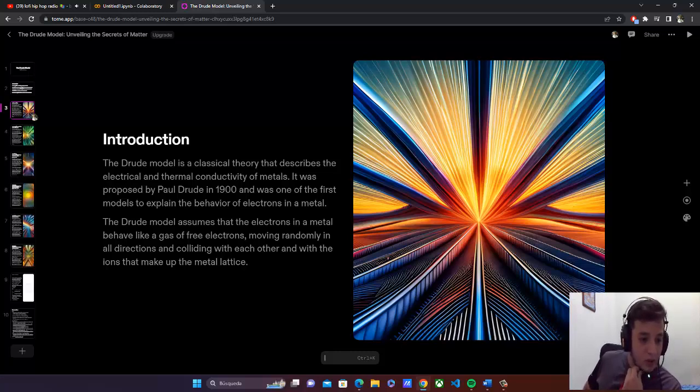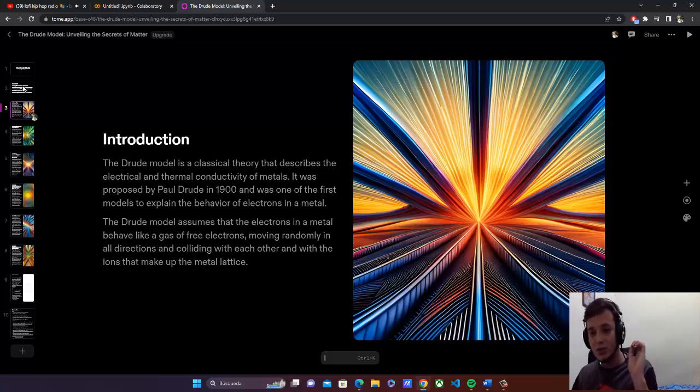It is important to note that the Drude model is a classical approximation and does not take into account quantum effects, such as the wave nature of electrons and the energy band structure in metals. However, it is still used as a pedagogical tool to introduce basic concepts of electrical conductivity and transport phenomena in metals. And now we talk about more things about the Drude model.